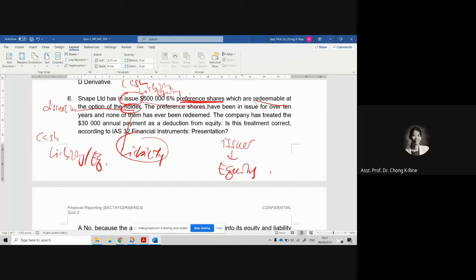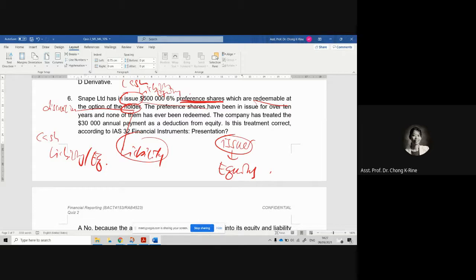However, if the preference shares are redeemable at the discretion of the issuer, you have a say. So you wait until you make a profit, then only you pay the preference share dividend. Okay, so it is up to you. You can pay this year, next year, and so on. If you have a say, it is equity, just like the normal ordinary shareholder. You are doing well, you pay dividend to the ordinary shareholder. You're not doing well, then you don't have to pay. It is at your discretion, and therefore it is equity.